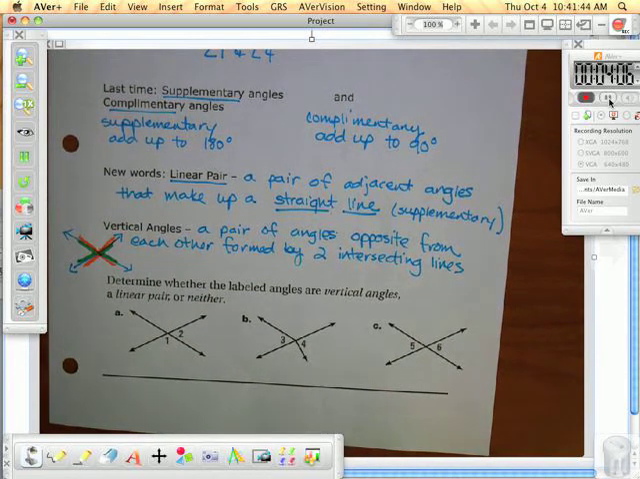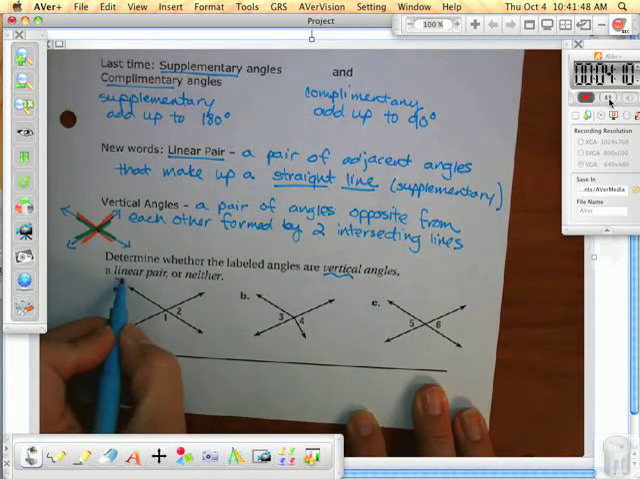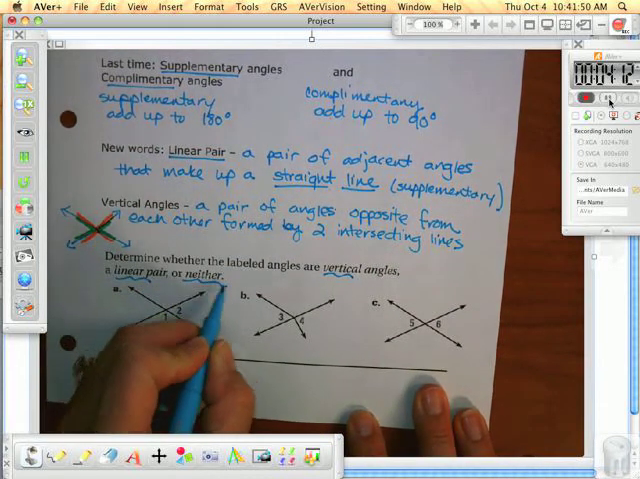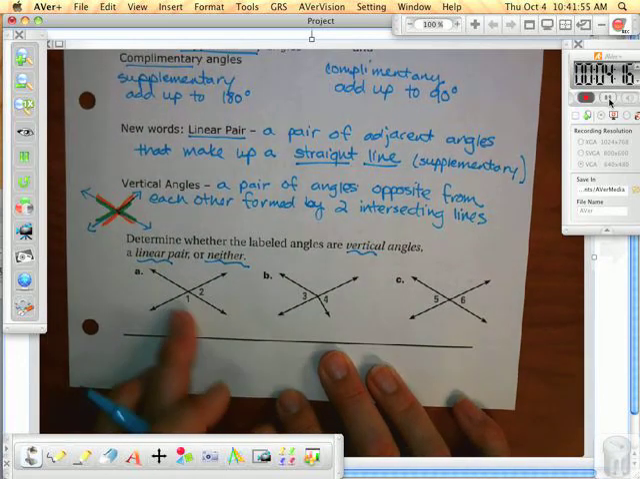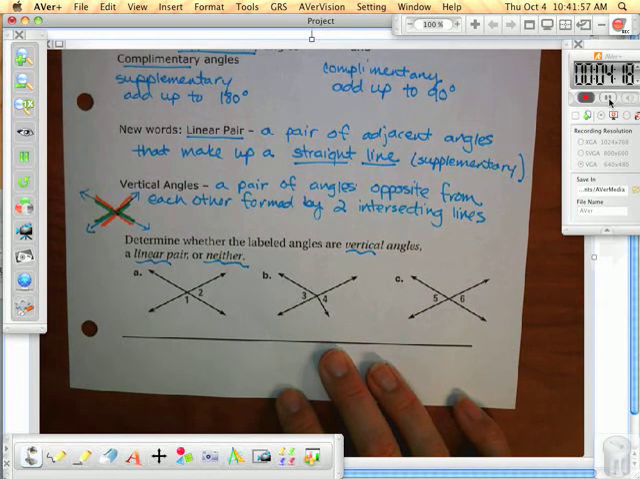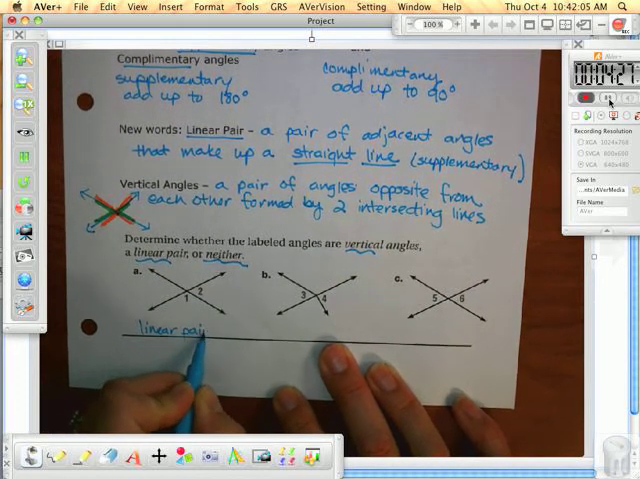All right, determine which of the labeled angles are vertical angles, a linear pair, or neither. Right here, 1 and 2, what are they? They're a linear pair. They make up a straight line. They're a linear pair. Okay?